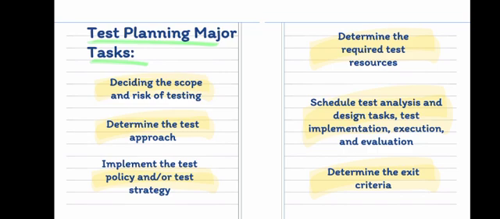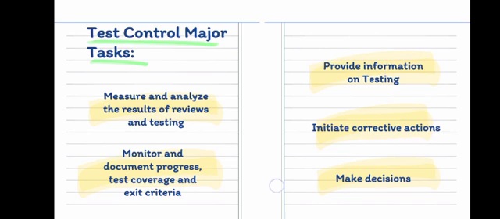Test planning major tasks. Deciding the scope and risk of testing. Determine the test approach. Implement the test policy and/or test strategy. Determine the required test resources. Schedule test analysis and design tasks, test implementation, execution, and evaluation. And determine the exit criteria.